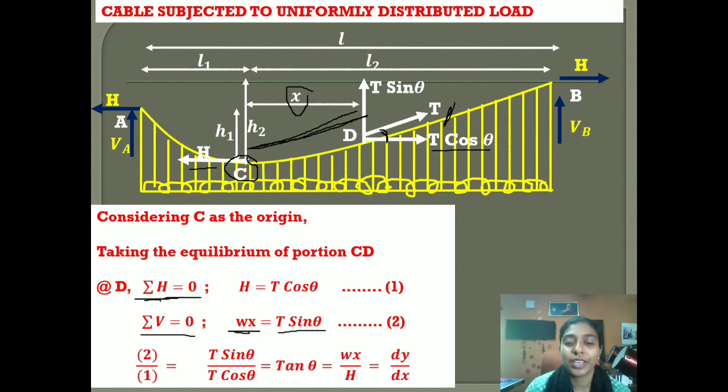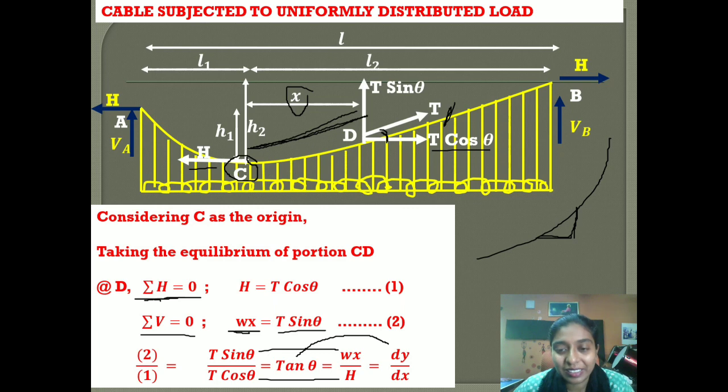Dividing 2 by 1, we get T sin theta by T cos theta equal to tan theta. That is tan theta, where T sin theta is WX and T cos theta is H. Now this tan theta is equal to dy by dx. Tan theta is nothing but the slope. When there is a curve, the slope of the curve is taken as dy by dx, and that is nothing but tan theta.